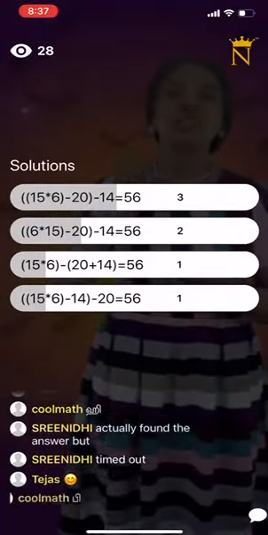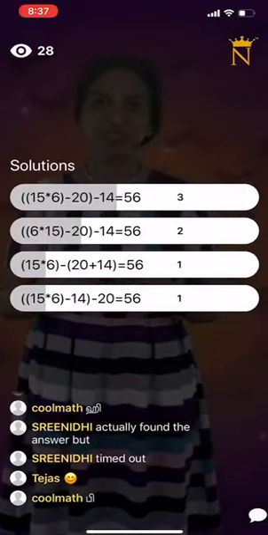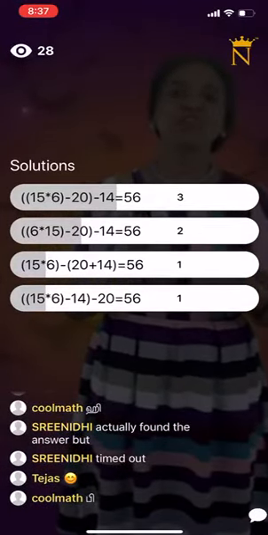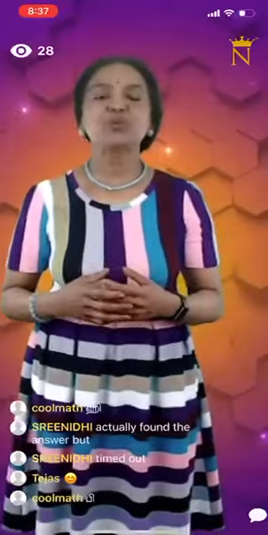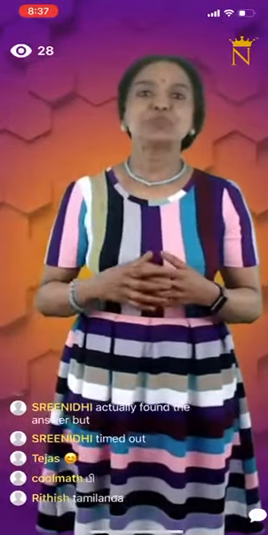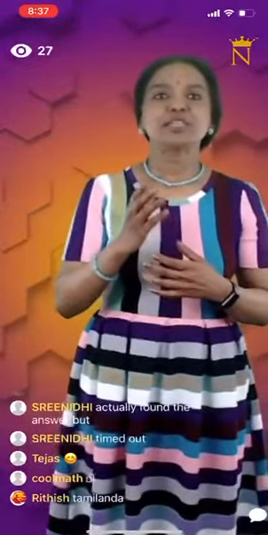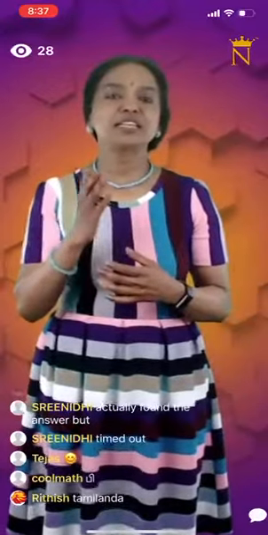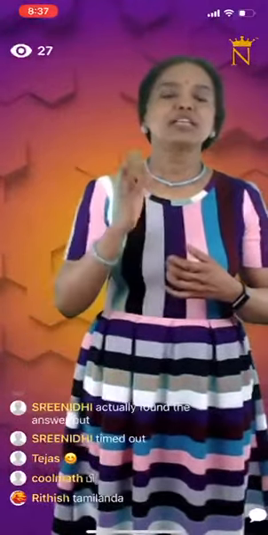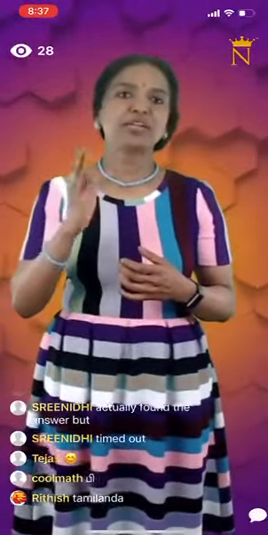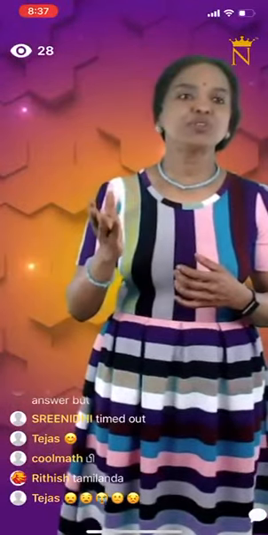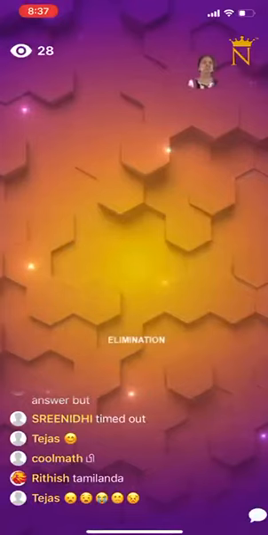Okay. 7 players, very good. 5 of you or more used the lives on it. So 7 players at this point. For the 7 players, 15 times 6 is a critical point on this one. Subtract by 20 and then another subtraction of 14 is equal to 56. So let's move on to the next question.